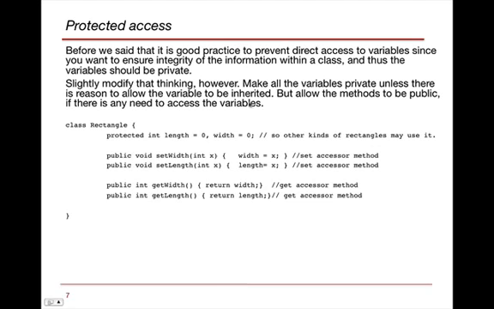Before, we said it was good practice to prevent direct access to variables since we want to ensure the integrity of the information within the class, and everything therefore should be private. However, we're going to slightly modify that because we want to make all the variables private unless there's a reason to allow the variable to be inherited. So in the case of square, it might be obvious that we would need the length and the width, and therefore we might convert them from private to protected, and still allow the public methods to be visible for access to those variables.